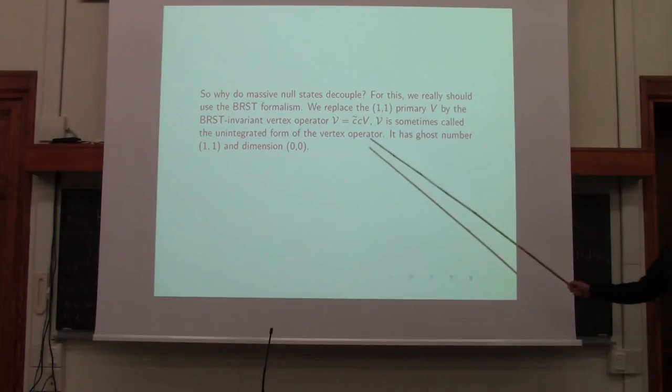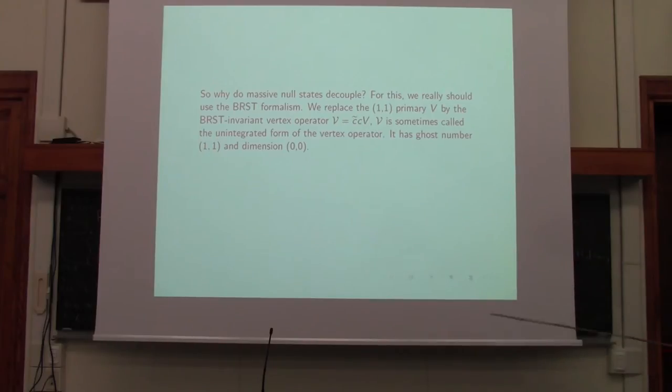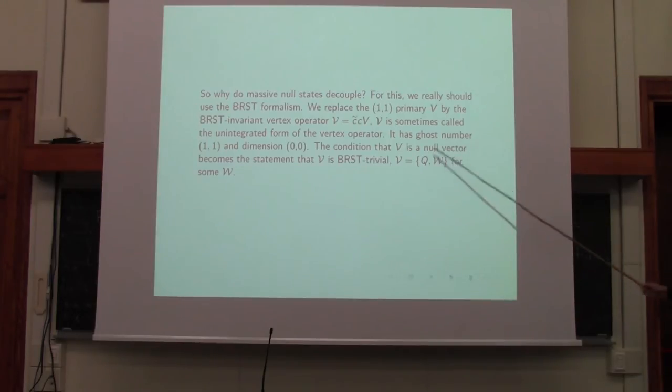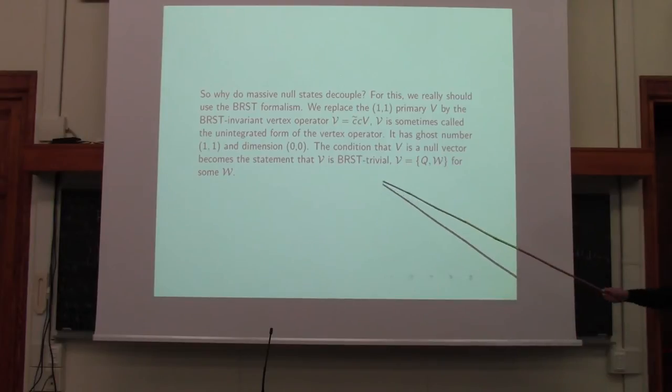V is sometimes called the unintegrated form of the vertex operator. To systematically understand string perturbation theory, it's always best to start with unintegrated vertex operators. So, curly V has ghost number 1-1 and dimension 0-0. The statement that ordinary V was a null vector becomes the statement that curly V is BRST trivial. That's Q of some W.